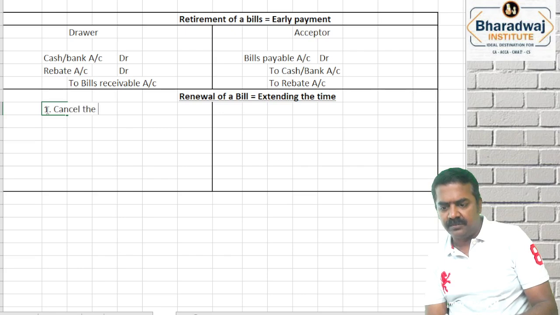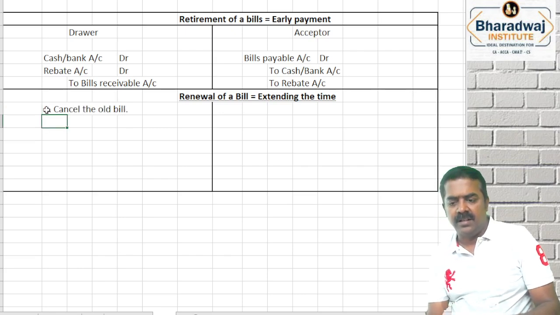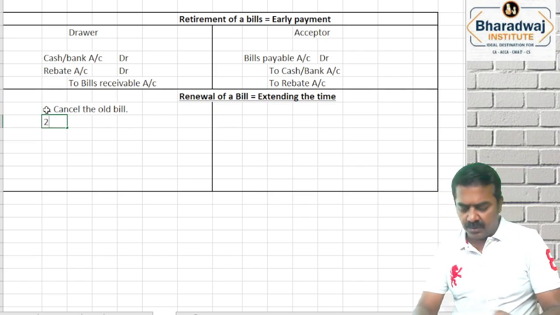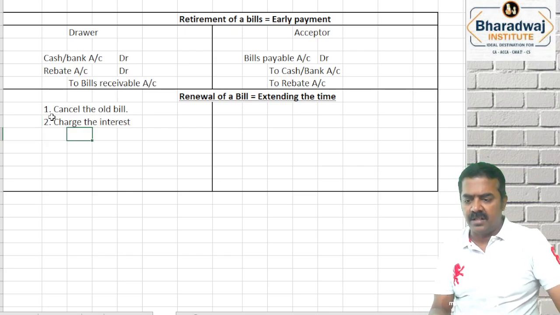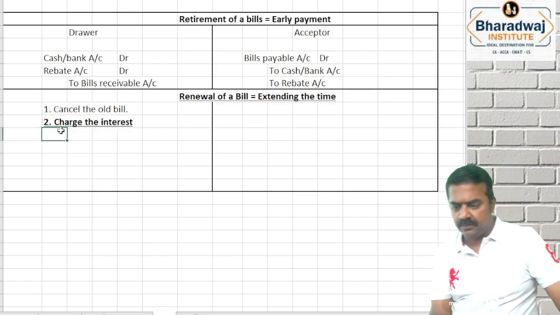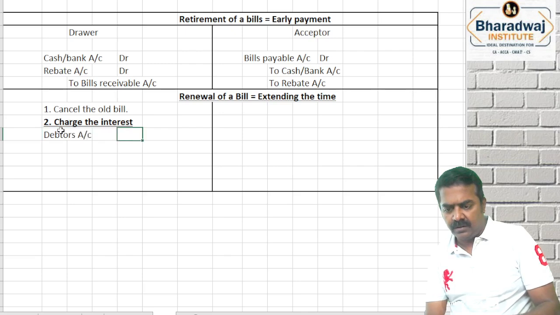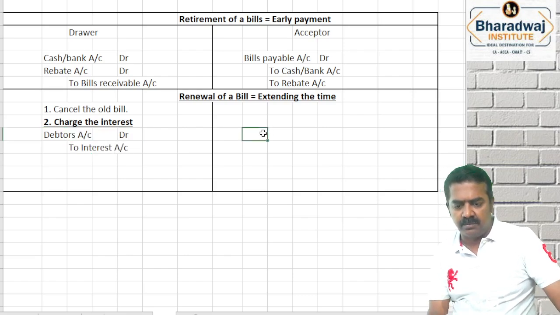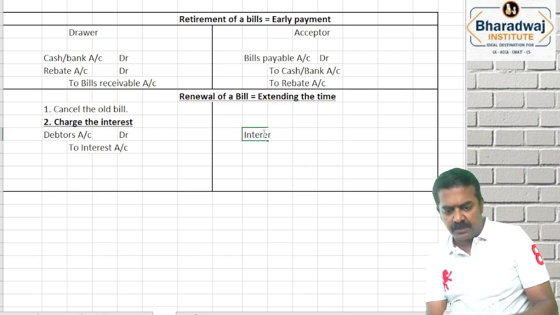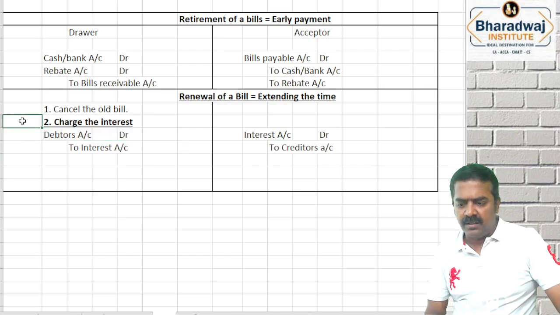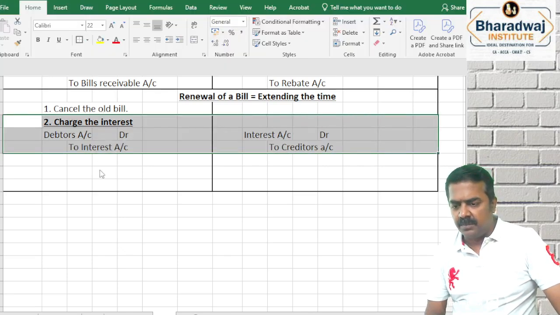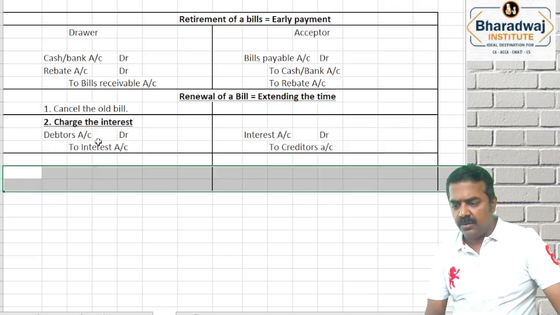So when the bill is renewed, what is the first step? Cancel the old bill. Number two, charge the interest. What is the entry for charging interest? Debtors account debit, to interest account. For us, interest is an income; for the other party, interest is an expense. First cancel the bill, charge the interest, then draw the new bill.